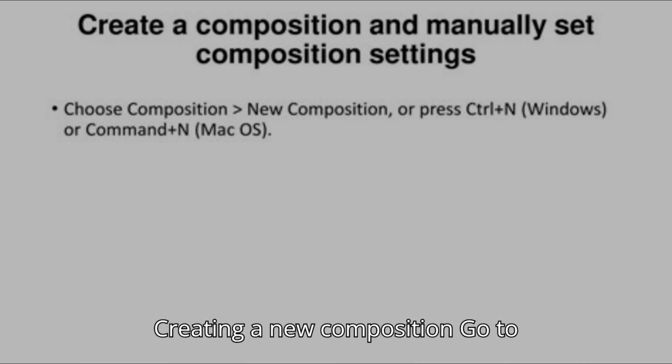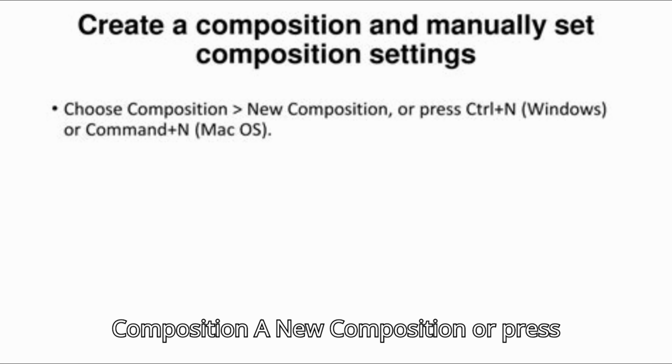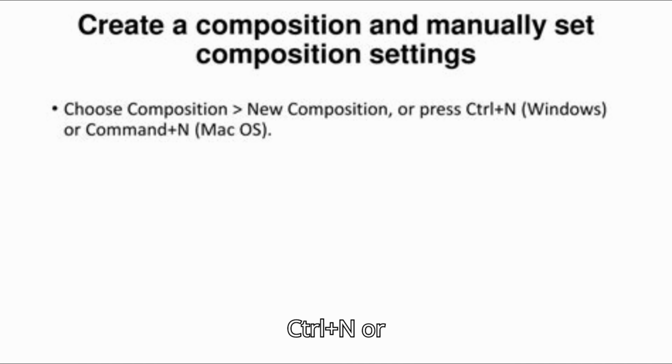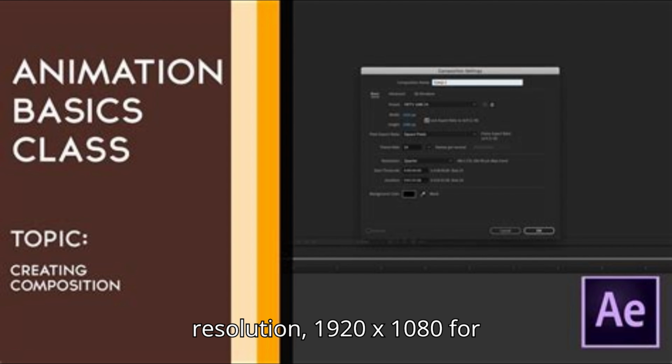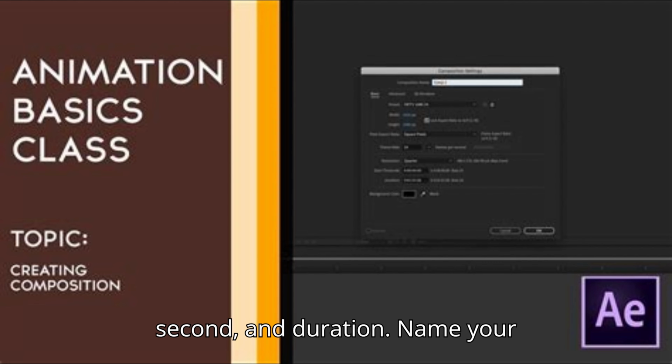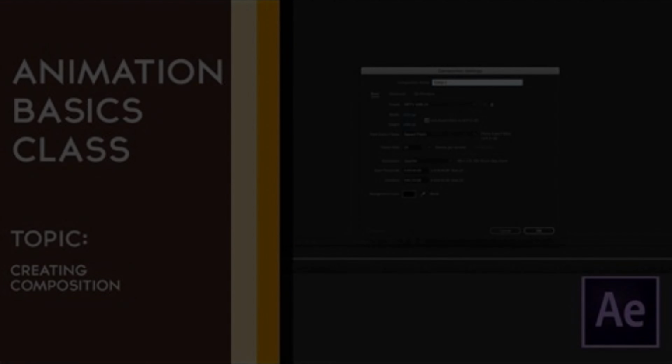Creating a new composition. Go to Composition, New Composition, or press Ctrl+N on Windows or Cmd+N on Mac. Set your composition settings, such as resolution, 1920 by 1080 for HD, frame rate, 30 frames per second, and duration. Name your composition and hit OK.